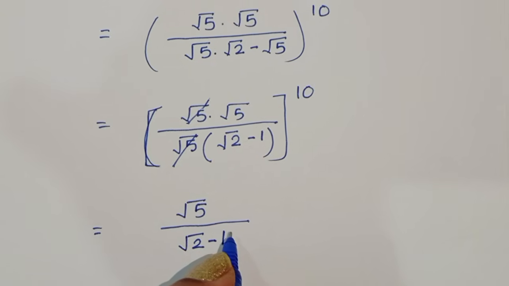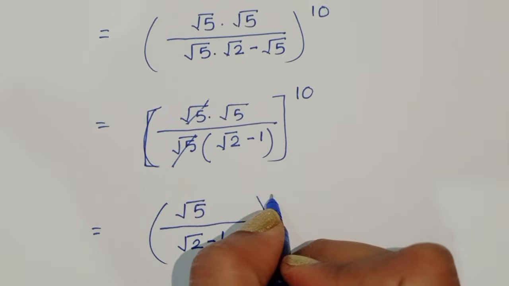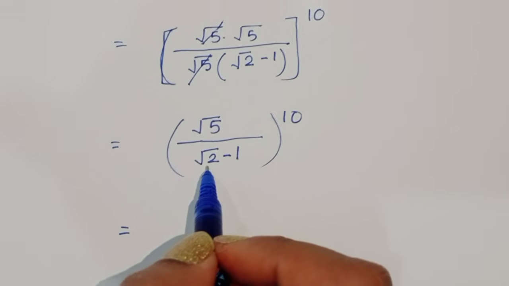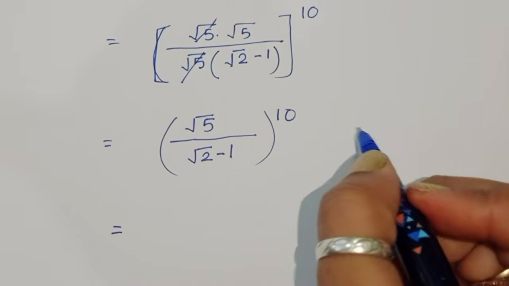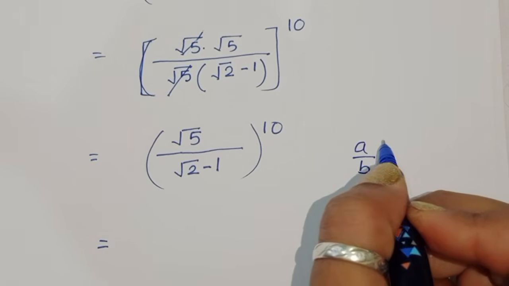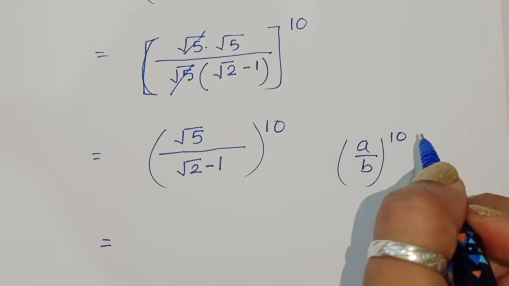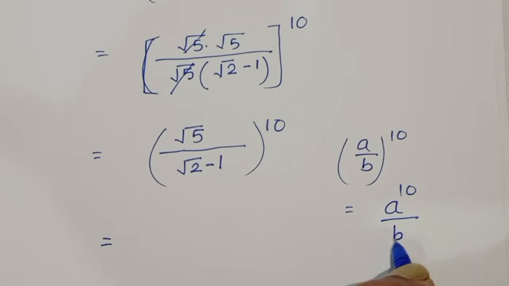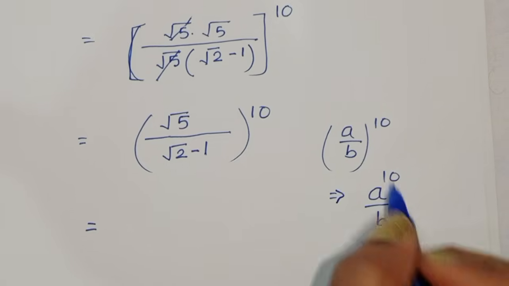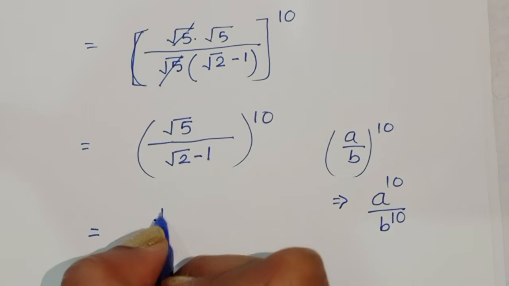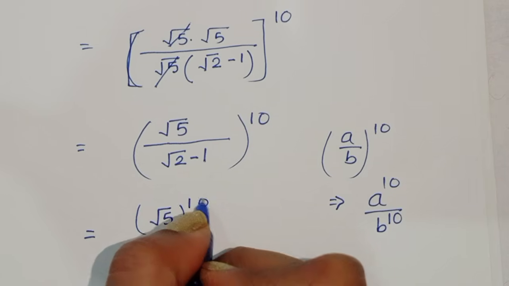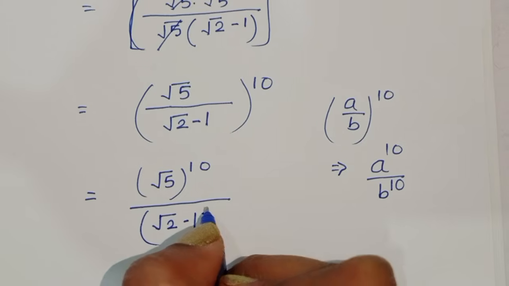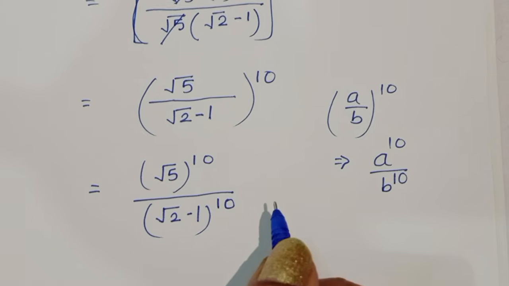Square root of 2 minus 1, to the whole power 10. This is square root of 5 and this is square root of 2 minus 1, so we know one formula: if (a upon b) to the whole power 10 is given, we can write it as a power 10 divided by b power 10. This is the formula. Using it, we can write square root of 5 to the power 10 divided by (square root of 2 minus 1) to the whole power 10.